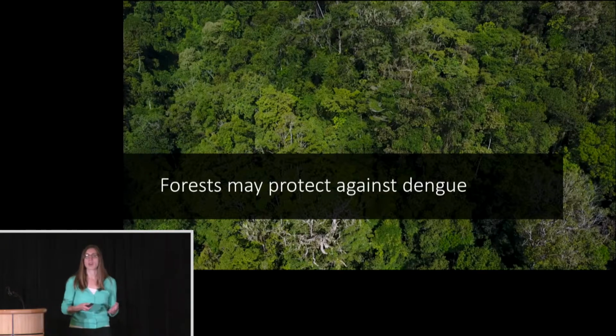And we don't fully understand the mechanisms behind this result yet. We expect that temperature and habitat might be prohibitive of these vector species in forests, but there could be other factors at play, including abundance of predators or competitors, or access to hosts.